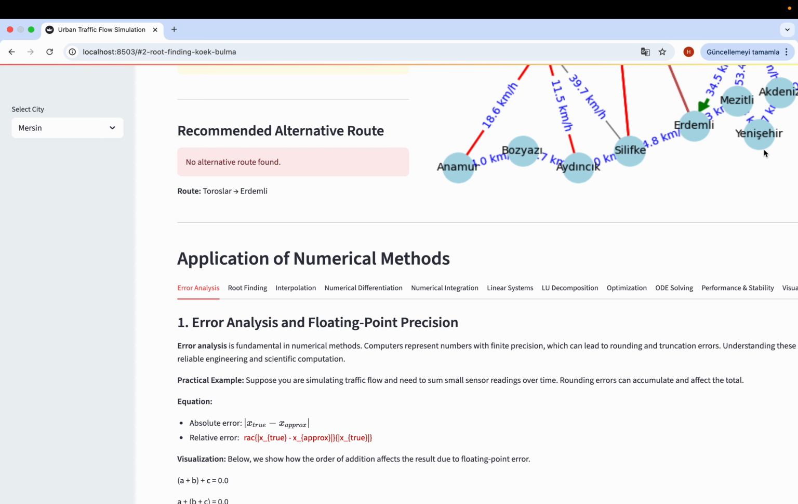Here we go. Architecture overview. This system is built entirely in Python, using several libraries: for graph modeling, NetworkX, for visualization, matplotlib, for numerical computation, NumPy and SciPy, and for the interactive interface, Streamlit. We simulate city networks like Mersin, Ankara, and other cities.